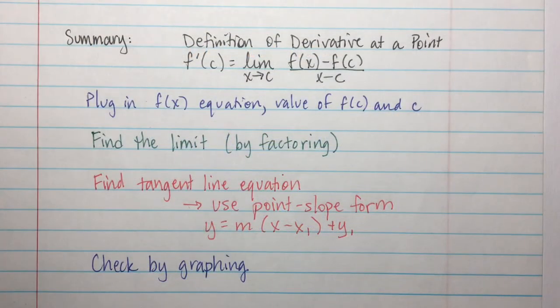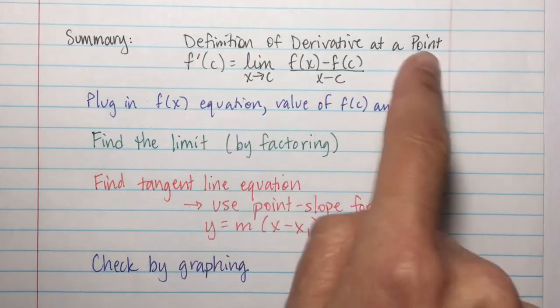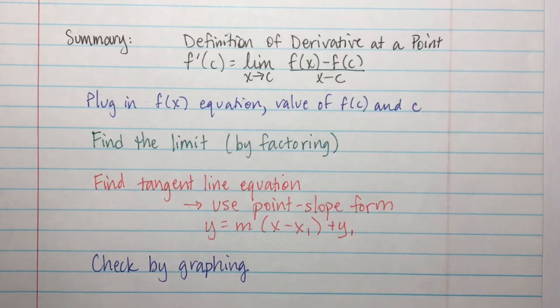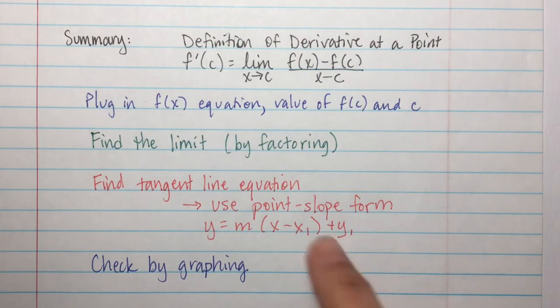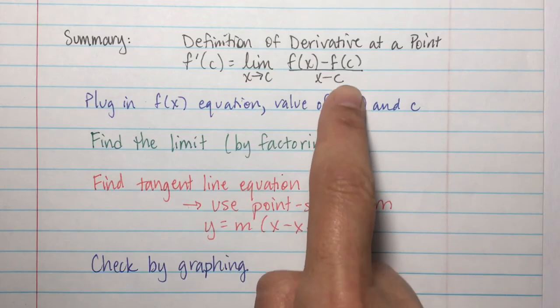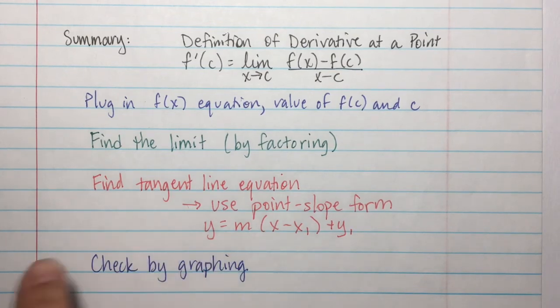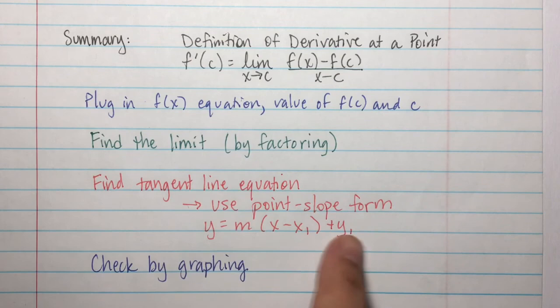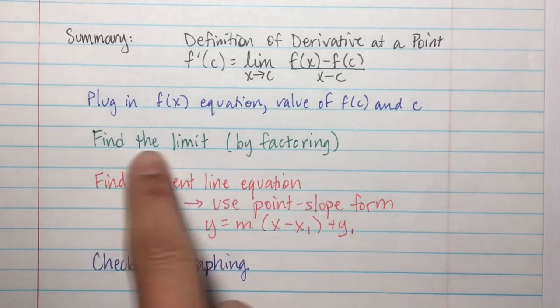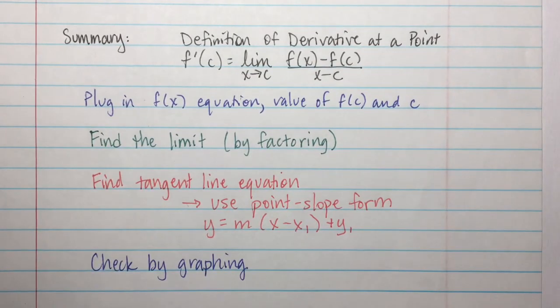So to summarize what we do, here's our definition of our derivative at a point. To use this, we plug in our f of x equation, we plug in our f of c, we plug in our c, and then we find the limit, usually by factoring. And then, if necessary, you find the equation of the tangent line using point-slope form, and then you can check it by graphing. One thing to note, being able to find the limit by factoring, that's a bit artificial.